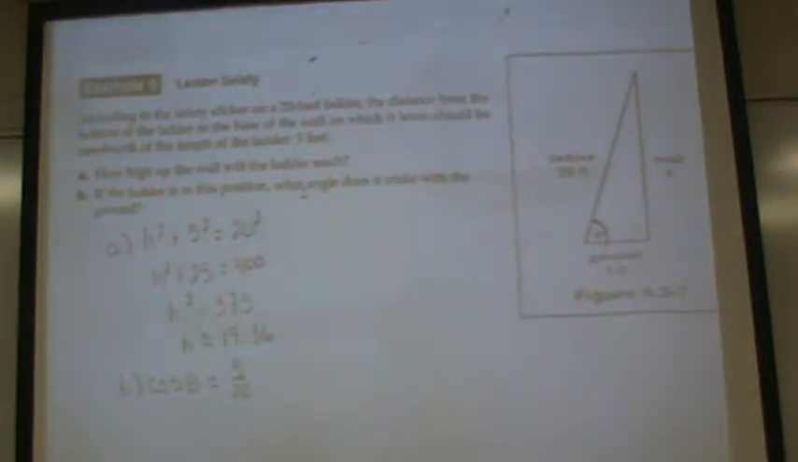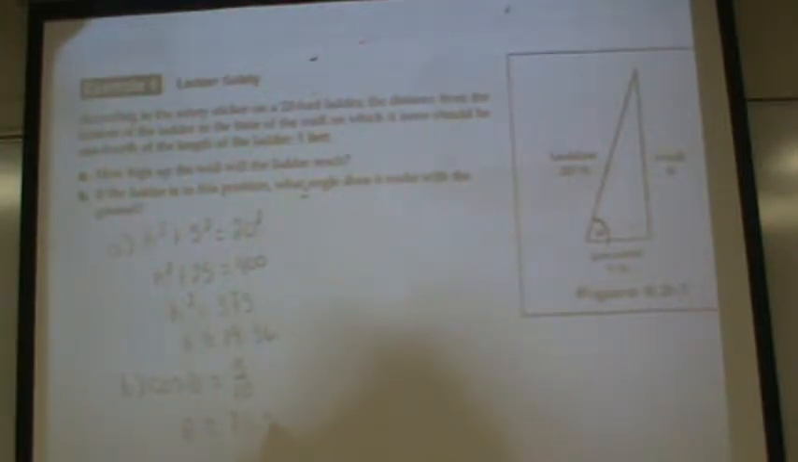This is where we use the inverse cosine, and you'll plug in the 5 over 20. And what do we get for theta? Theta is approximately 75.5 degrees. So that's all we had to find for A and B.